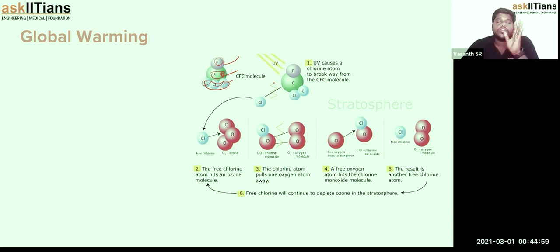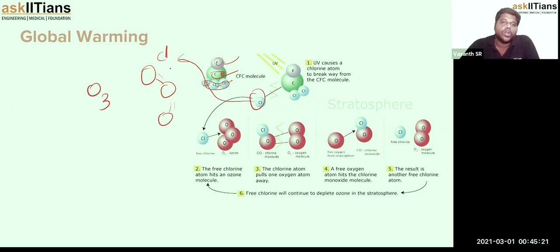So this chlorine interacts with the ozone. So ozone's chemical formula is O3. This is the bond formula of ozone. So 3 O's. One of the O's will be where the chlorine from the CFC will be bound. So on top of which what happens, there will be a breakage. So the chlorine and the oxygen will be bound together.